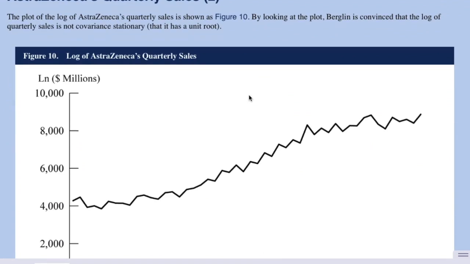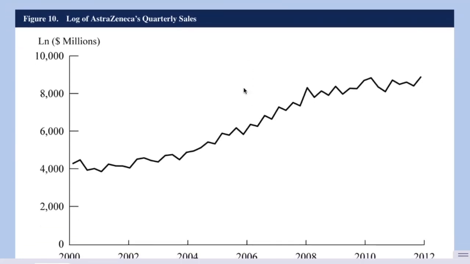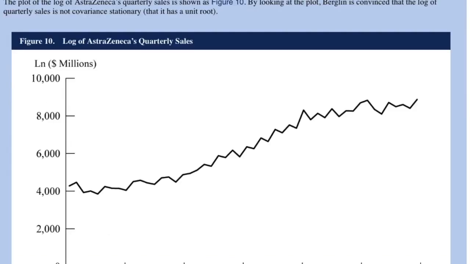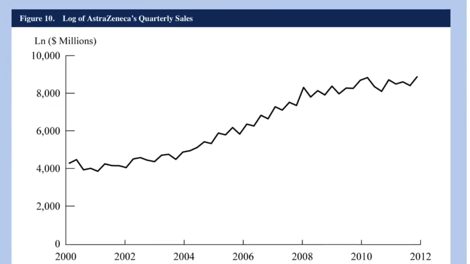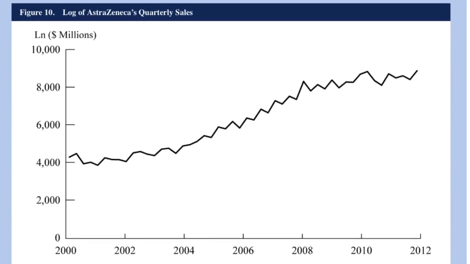Let's continue on with example 12. I know I'm taking a lot from the book here, but a lot of the learning here really happens in the examples because they're quite good. The plot of the log of AstraZeneca's quarterly sales is shown in Figure 10. Anytime we get to something, I always say take a moment and look at what it is that you're given. What do we have on the vertical? We have the natural log of sales in millions, and across the bottom we have the year.